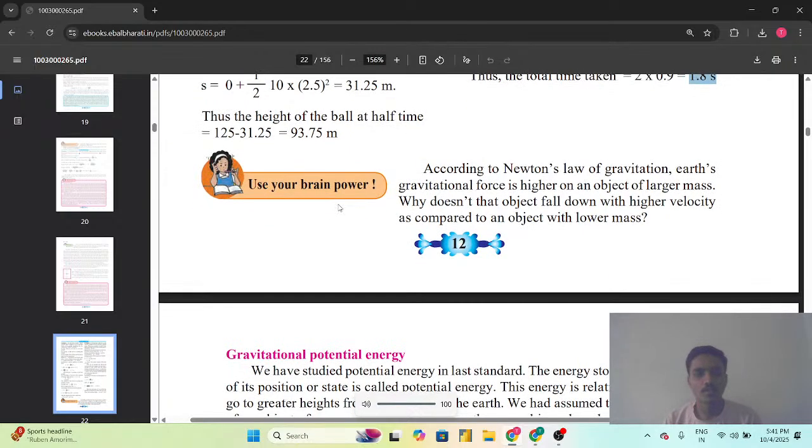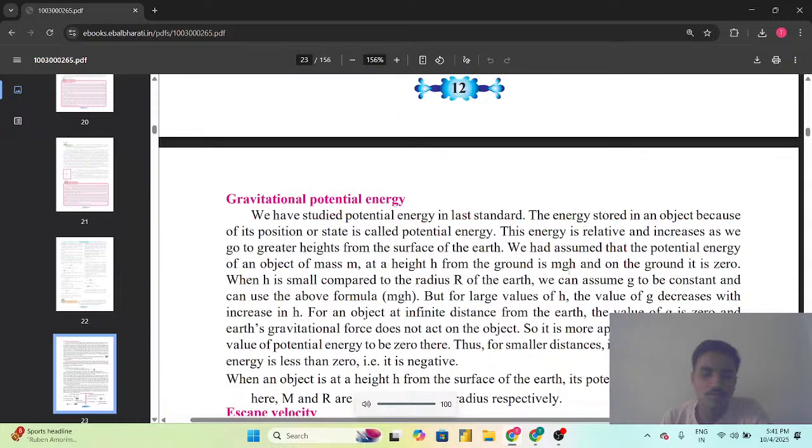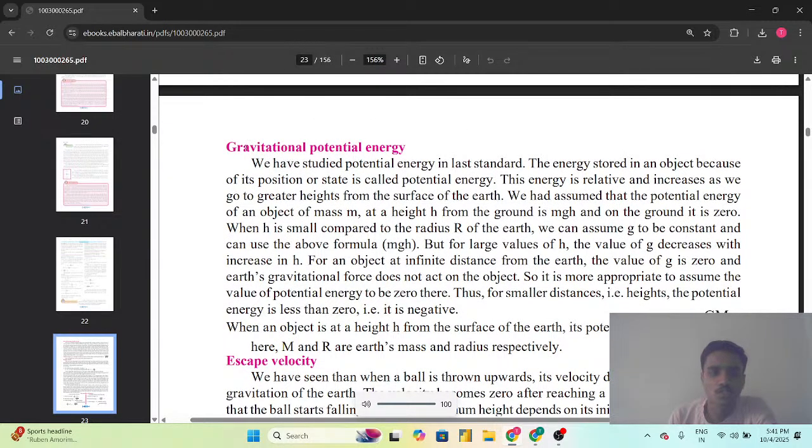So now let's see, here we have use your brain power. According to Newton's law of gravitation, Earth's gravitational force is higher on an object of larger mass. Why doesn't that object fall down with a higher velocity as compared to the object with lower mass? So here we have the answer to this question in the gravitational potential energy part. So let's see what is the gravitational potential energy.